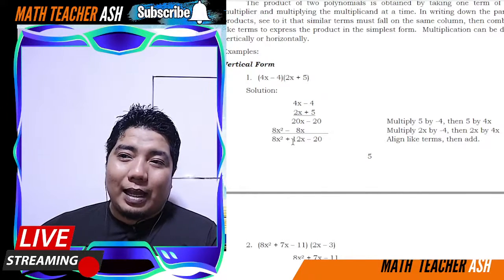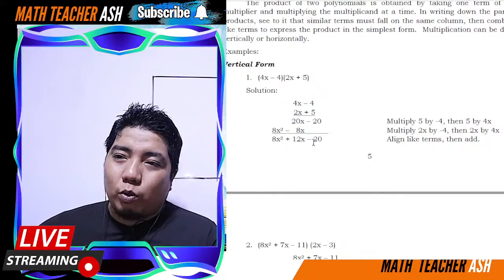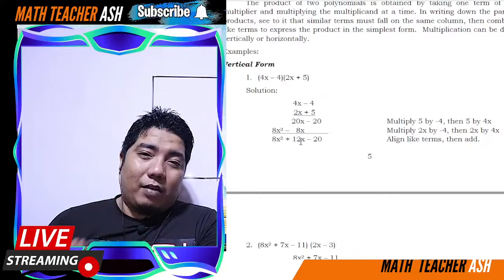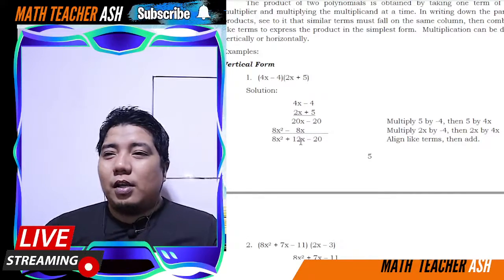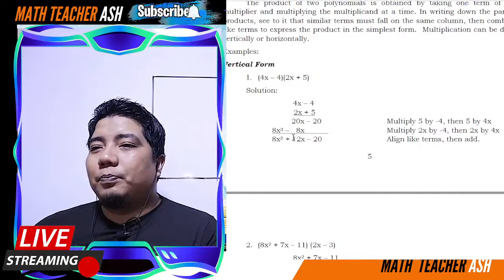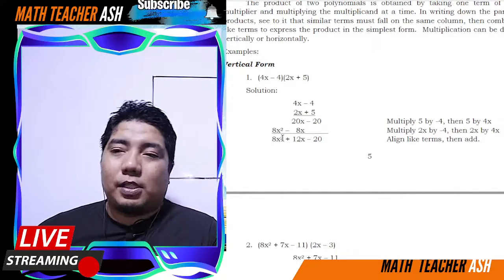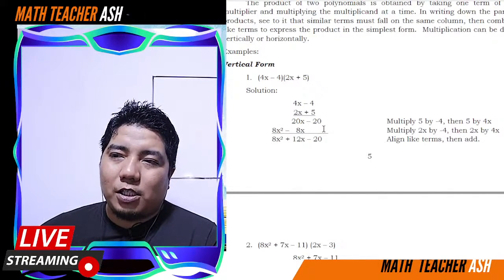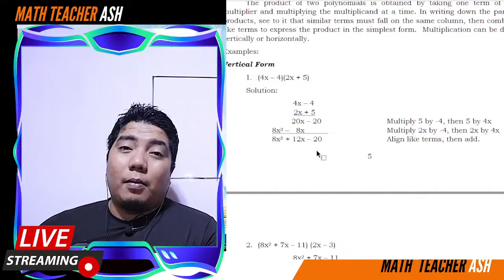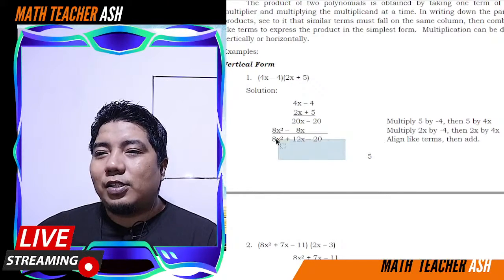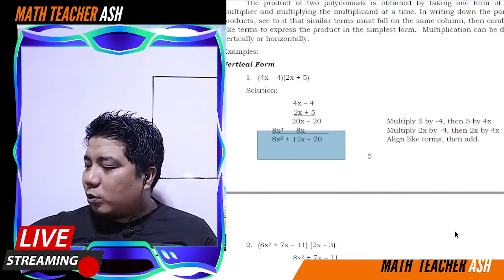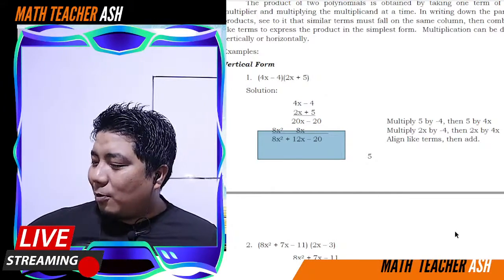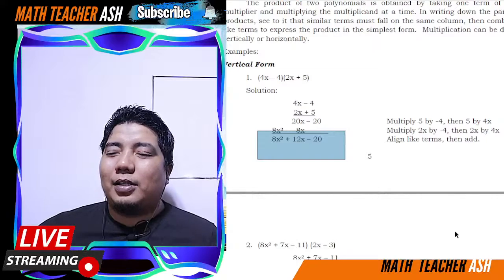You really need to put a sign here because the two terms should be separated by either a positive or a negative, a plus or a minus symbol. So 20 minus 8 is positive, so plus 12x. Then, since negative 20 has no counterpart below, you just bring it down, giving you the final answer, 8x squared plus 12x minus 20. Okay, so it's very easy, my dear math learners.